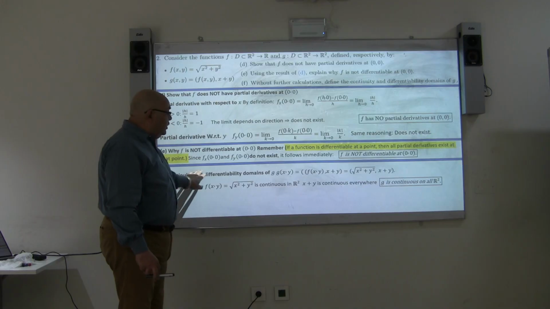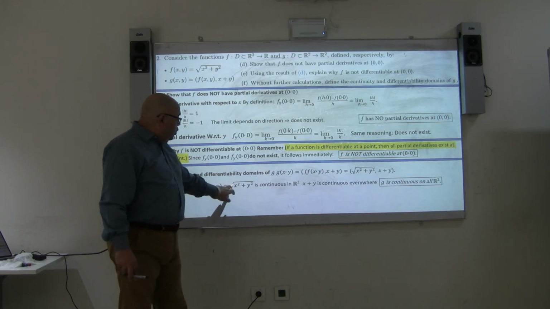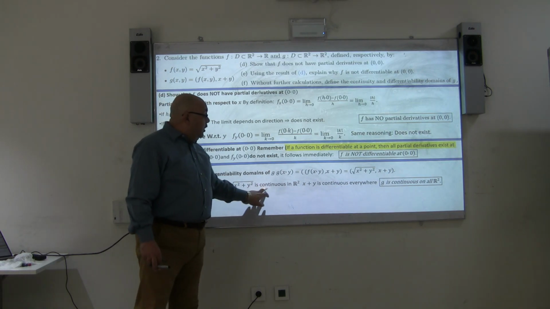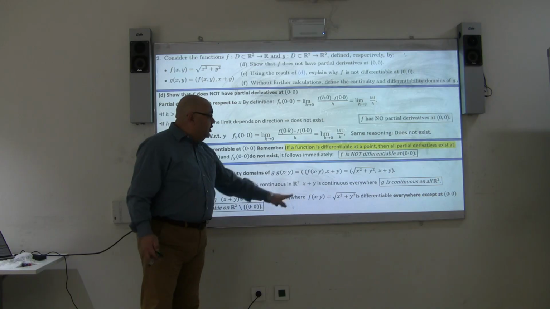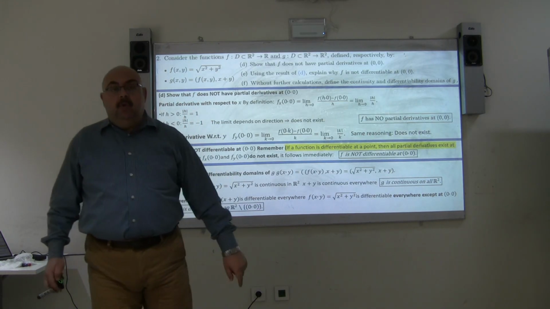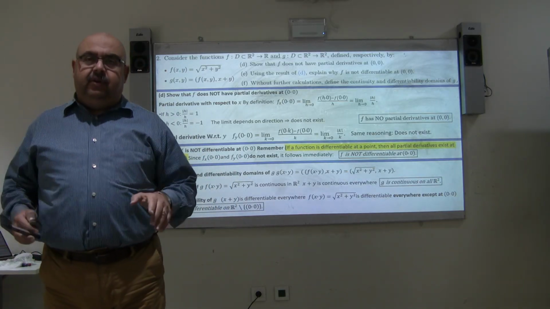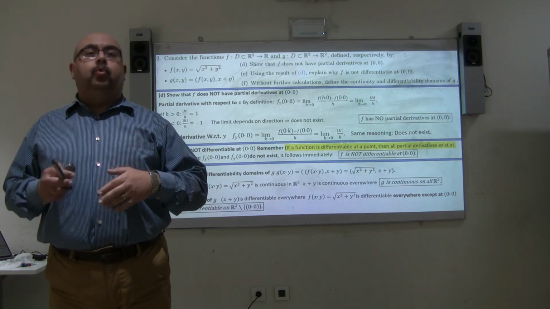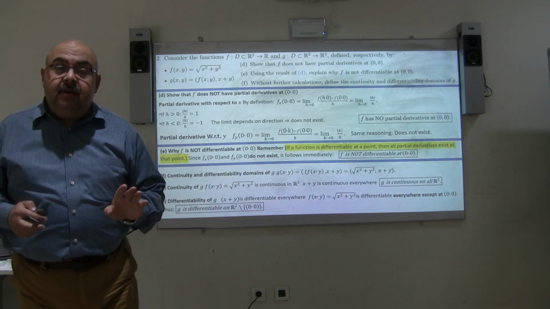Once more, the continuity and differentiability domain of G, as I told you. Continuity of G of F, which is root of x squared, is continuous in R2. But remember, it's not differentiable at the origin. So the continuity and differentiability domain will be R2 except at 0. Okay? For the vector valued function, in order to be able to work with the first component and the second component. Any questions?